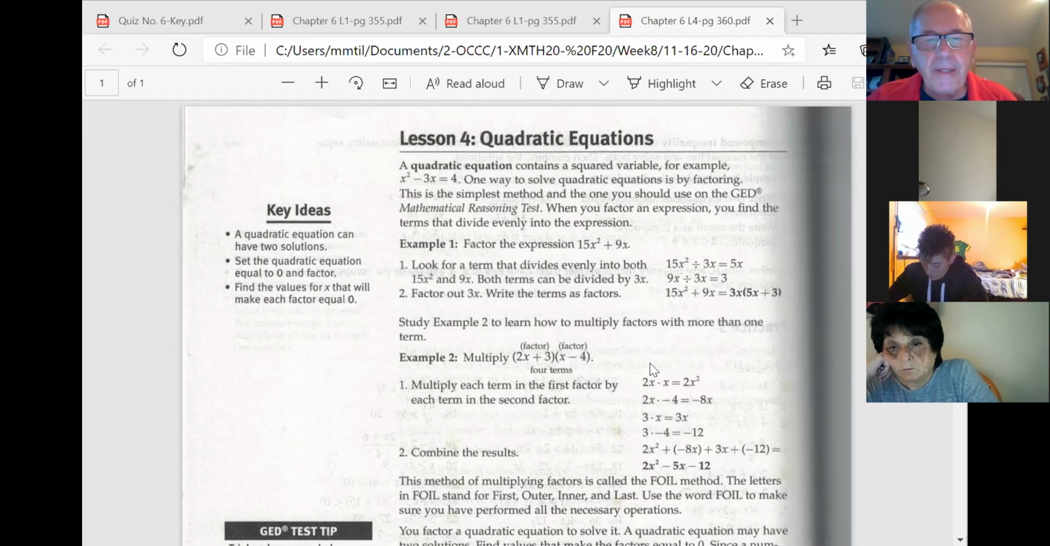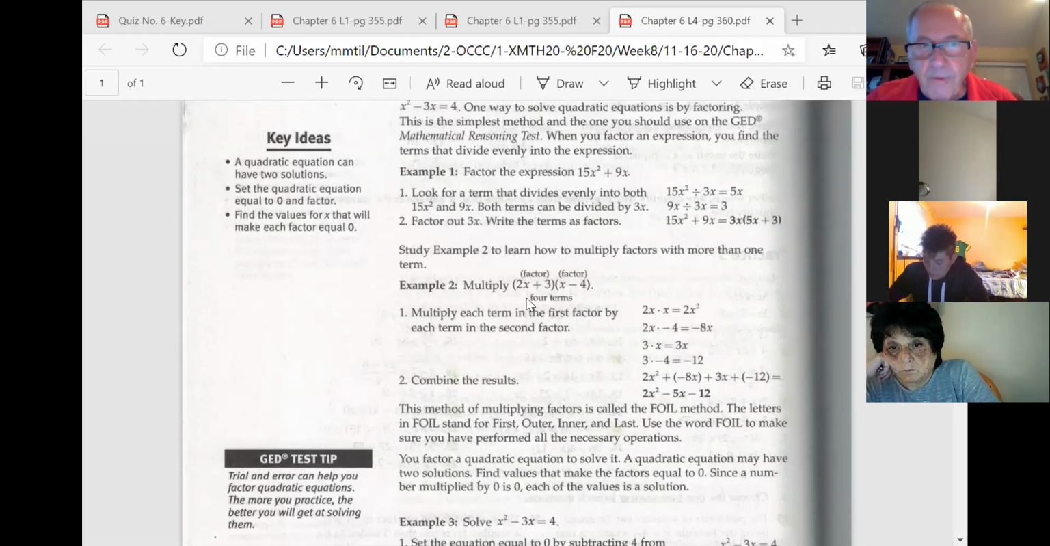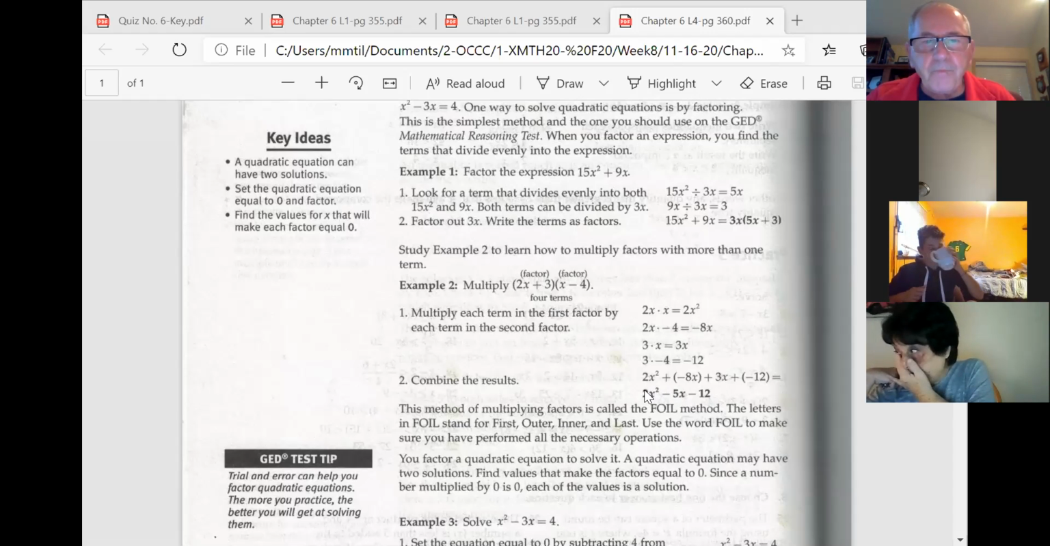You'll understand it. Here's a better example of a quadratic equation. This is in the factored form: 2x plus 3 times x minus 4. If you use the FOIL method, you're going to end up with 2x squared minus 5x minus 12. It's the same thing as this. We've just multiplied it all out, okay? And I'll show you why that's so important.